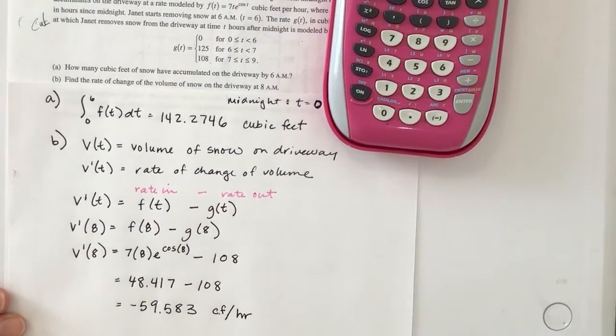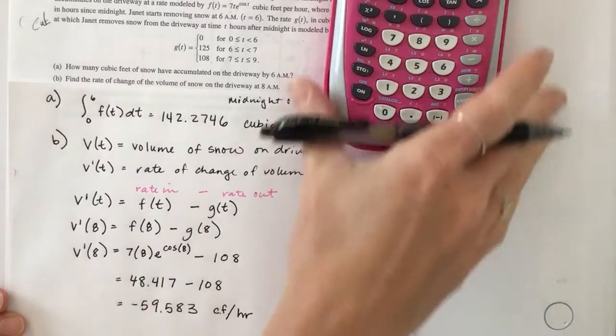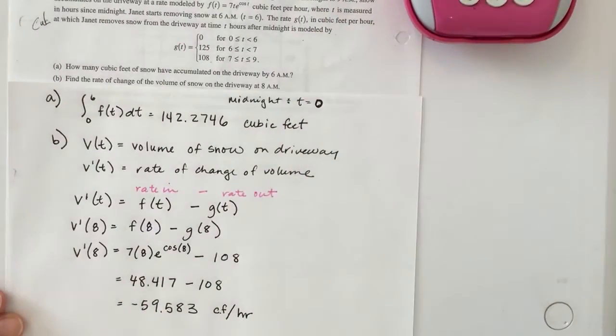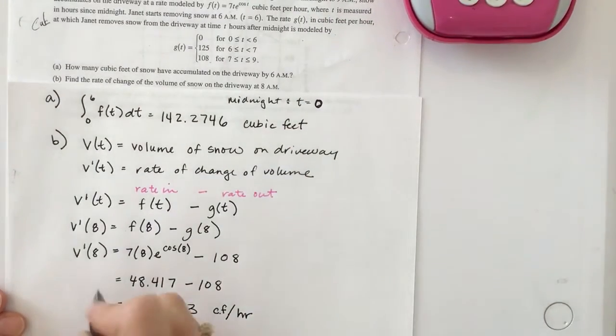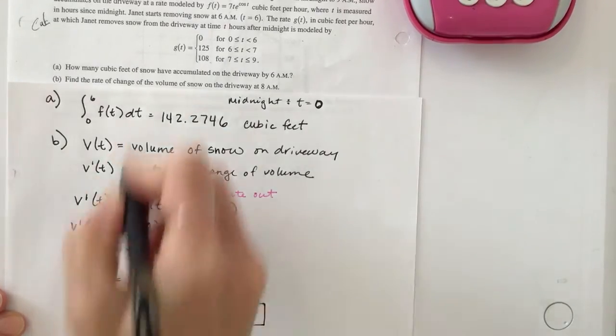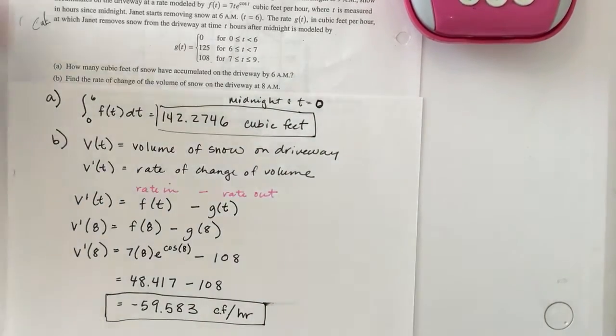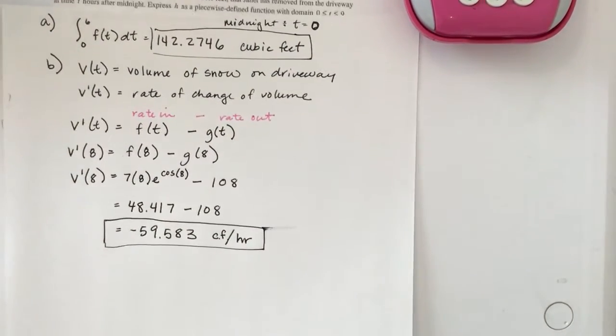Okay, so that means that she's shoveling a lot faster than it's snowing, right? So negative 59.58, that's the difference. Okay, we keep going. Got that? We can box our answers here. It's probably good policy, right? Help the grader.